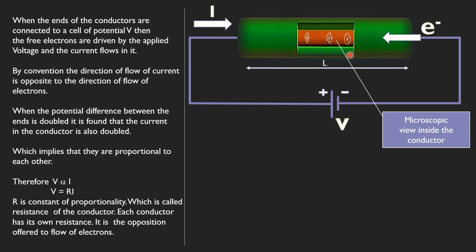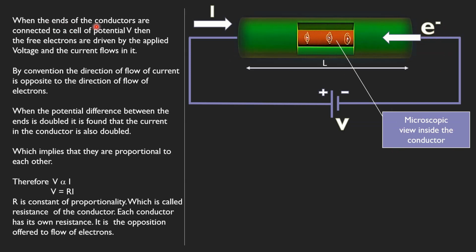And inside the conductor, we know everything is made up of atoms. So this is a microscopic view inside the conductor, and there are a large number of atoms and free electrons. The electrons, when they are moving inside the conductor, will definitely be colliding with the atoms as well as with the other electrons which are present inside the volume of the conductor.